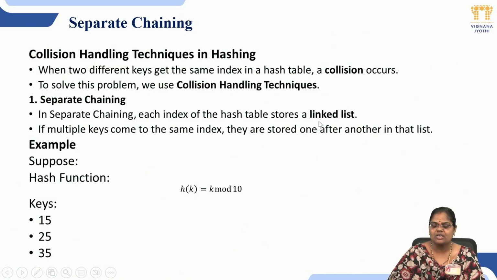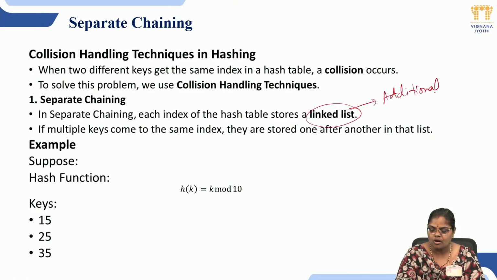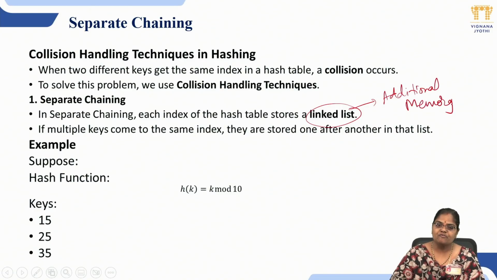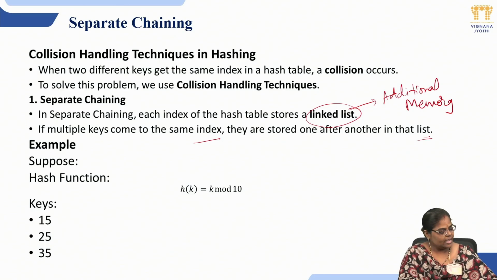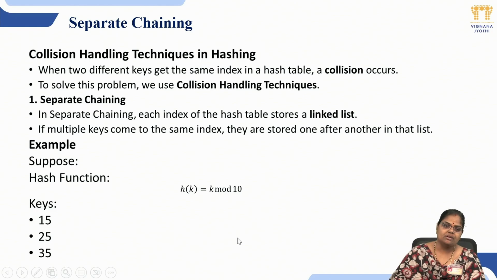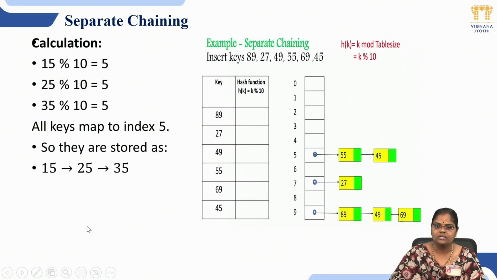That's the reason why we say we have an additional memory. So this linked list is nothing but your additional memory along with your hash table. So if multiple keys come to the same index, they are stored one after another in the list. Example, if we take up an example here, a simple hash function of division method, where h of k equal to k mod 10, and these are the keys which are to be stored in the hash table, 15, 25, 35.